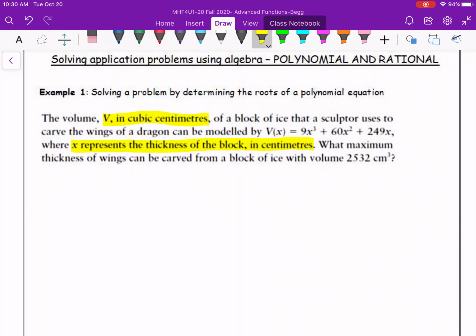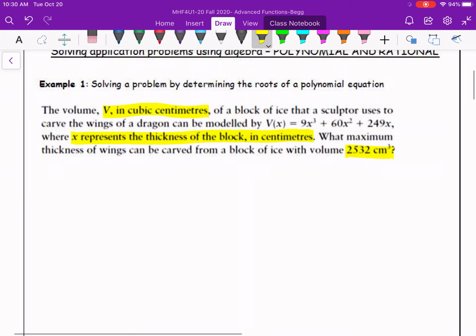So we've got a nice story attached to this. If we strip away the story, though, what we're boiling down to is, if I've got a certain volume, what thickness would go along with it? Well, I've got a particular volume, which in this case is 2,532. What is the thickness that would go along with that based on the formula we have? So they're giving us V(x), they're giving us the volume here. We have to solve it for x.